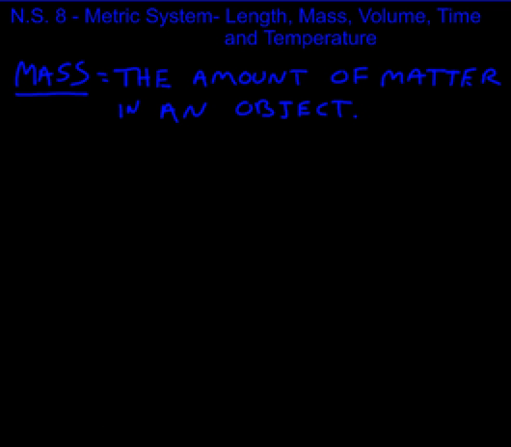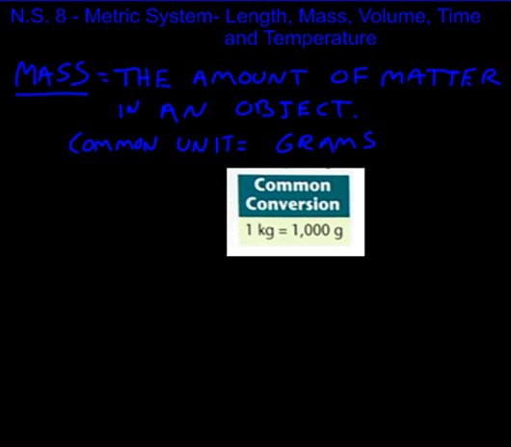Okay, next we're going to talk about mass. Mass is a measure of the amount of matter in an object. It's literally measuring the amount of atoms and molecules that make up the object. The more atoms and molecules an object has, the greater its mass will be. The common unit for mass is the gram. Now, the unit for mass in the metric system, the gram, is actually a pretty small unit. One gram is approximately equal to the mass of a paperclip. Larger masses would be measured in kilograms, which would be 1,000 grams.